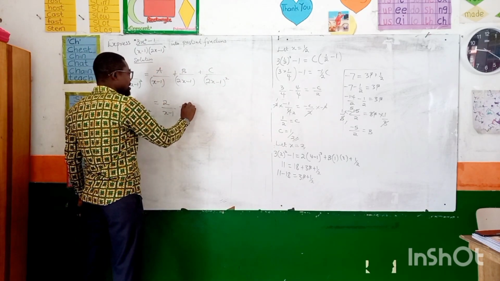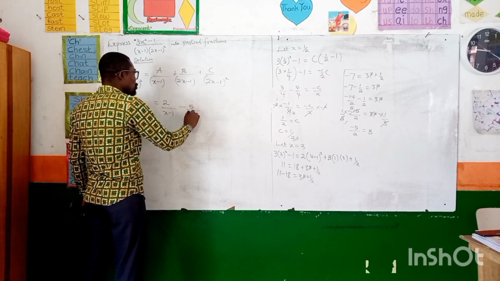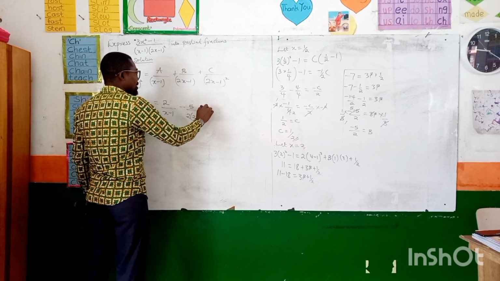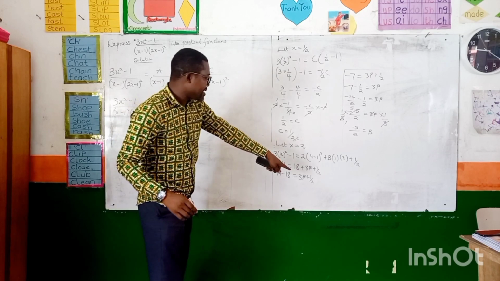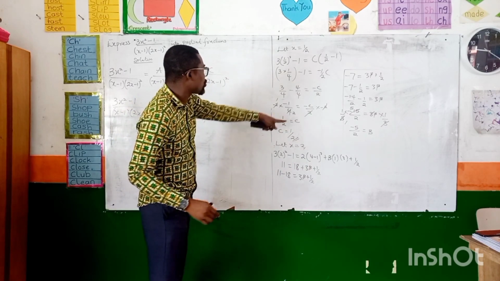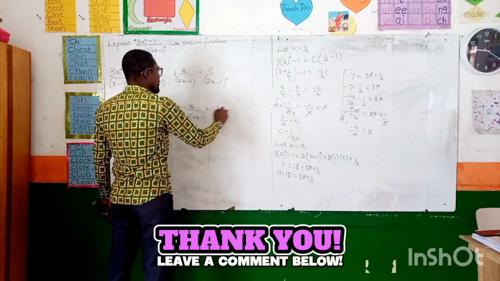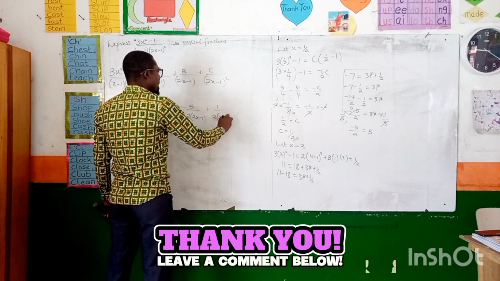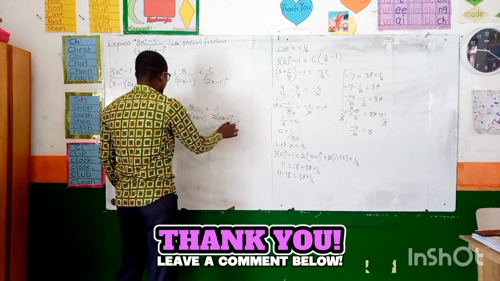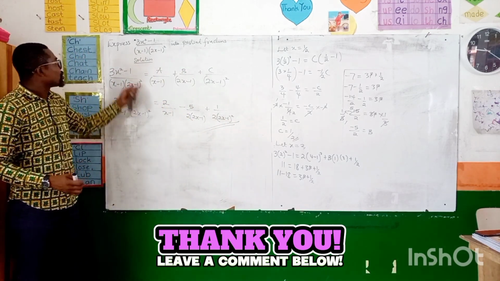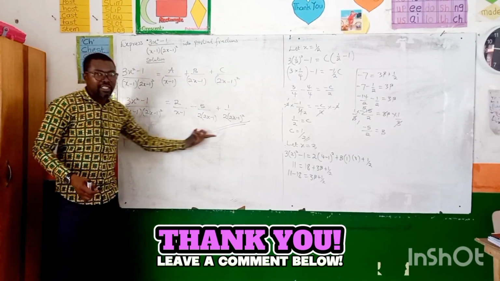So we can minus 5 over, now 2 times 2x minus 1. Then plus c. My c, as I found, was 1 over 2. So that means I have 1 over 2 multiplying 2x minus 1 squared. And that is our solution. So when we're expressing partial fractions, this is our solution.